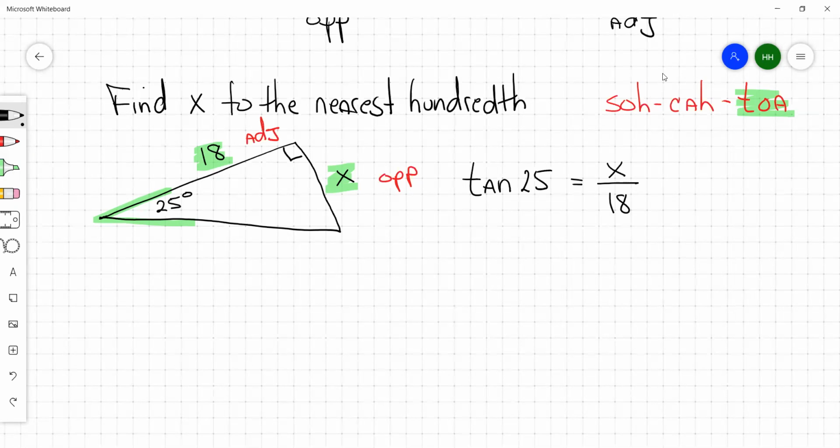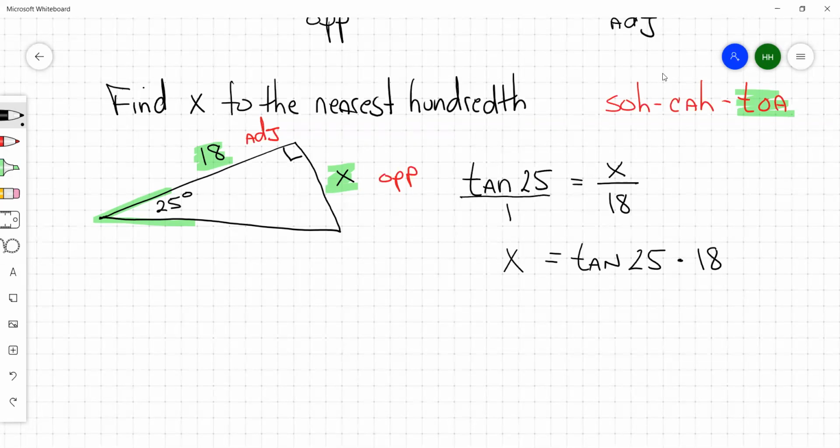Now you take this tan 25, you put it over 1. And you solve this proportion, okay? You crisscross multiply. So look, you get 1 times x, which is x. And then you multiply tan 25 times 18.